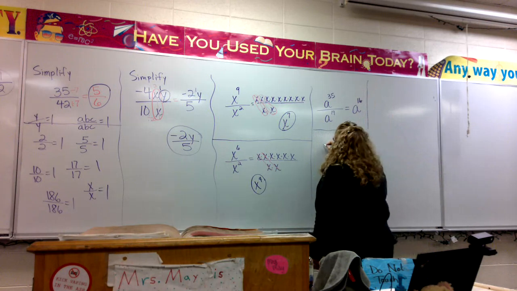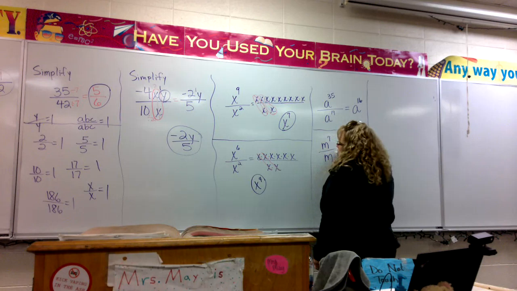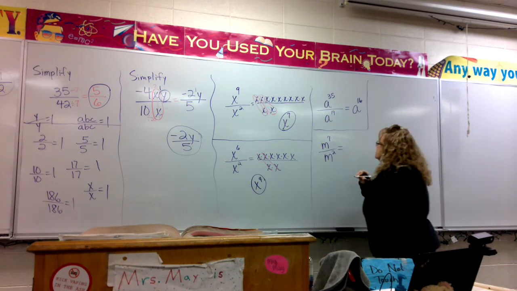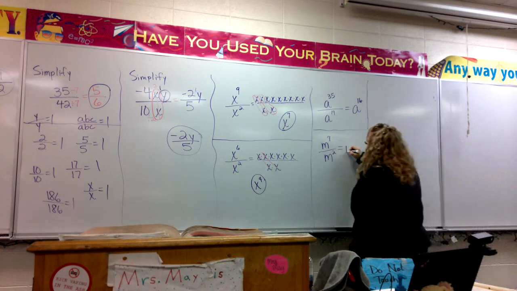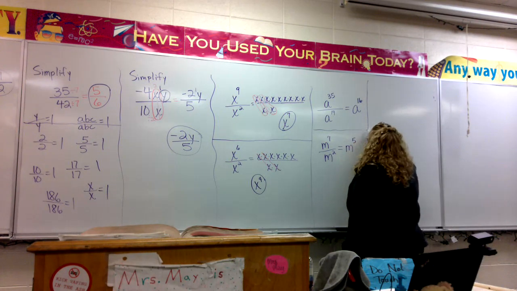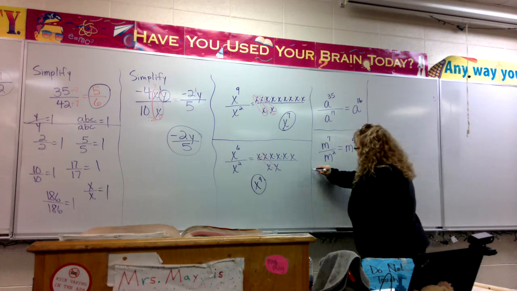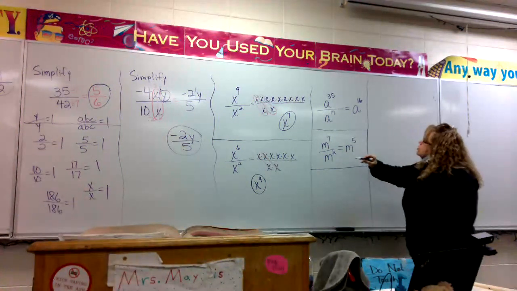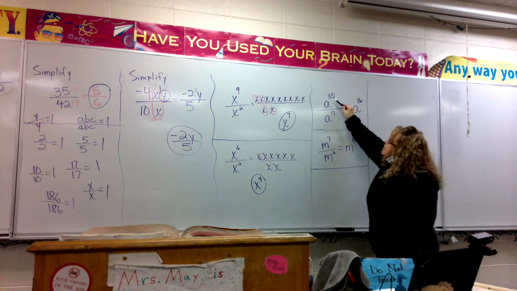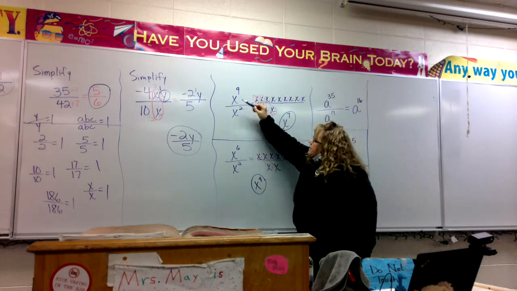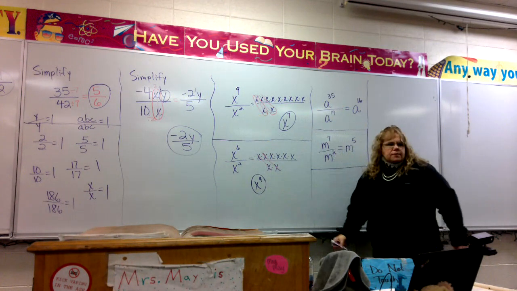So if I have m to the 7th over m to the 2nd, what does that give me? M to the 5th. And you don't have any work to show. Except, do you notice all the ones we did so far, the bigger exponent is on top.